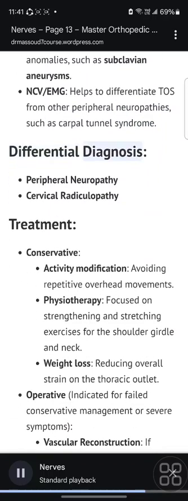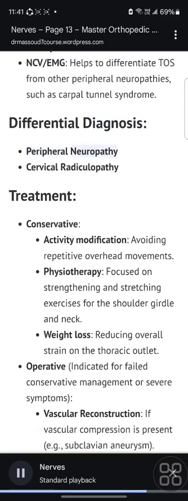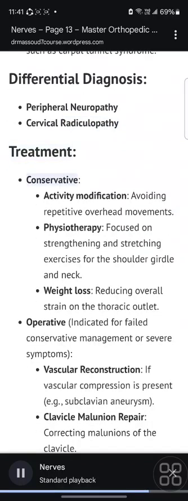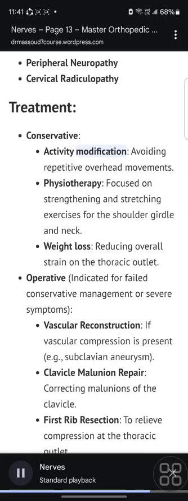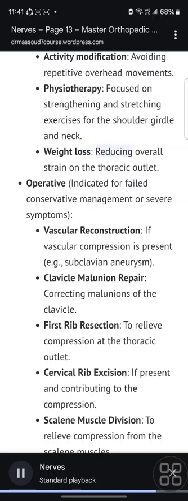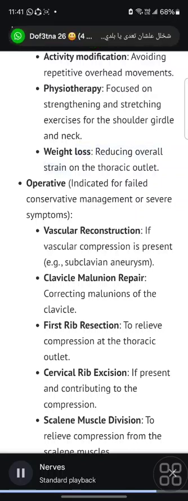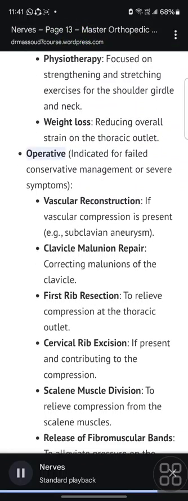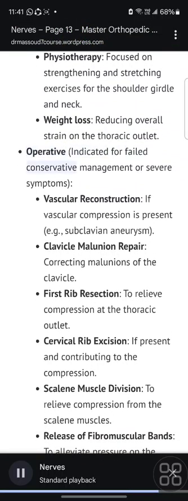Differential diagnosis. Peripheral neuropathy, cervical radiculopathy. Treatment. Conservative. Activity modification, avoiding repetitive overhead movements. Physiotherapy, focused on strengthening and stretching exercises for the shoulder girdle and neck. Weight loss, reducing overall strain on the thoracic outlet. Operative, indicated for failed conservative management or severe symptoms.